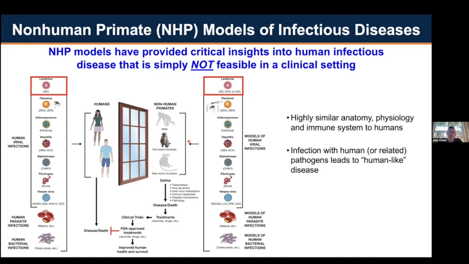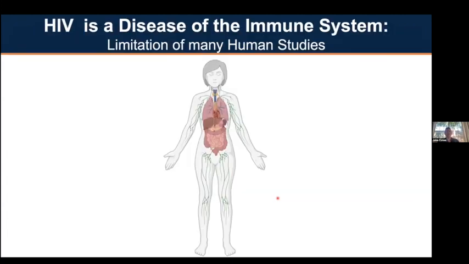These primates can often be infected with human or related pathogens that lead to human-like disease. We can also perform novel prevention, therapeutic intervention, and, in the context of HIV studies, cure strategies that haven't been shown to be either effective or proven to be safe in human populations. So these provide a rich model for us to understand this disease.